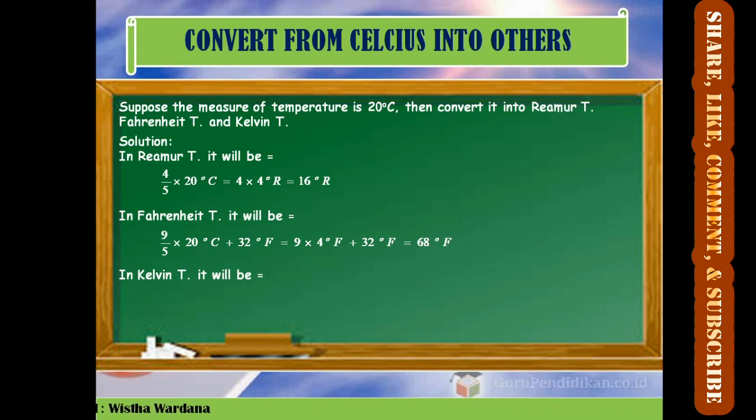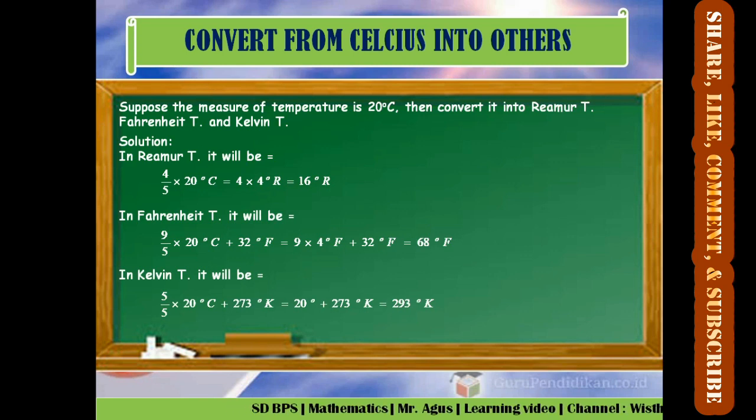And then the answer will be 9 per 5 times 20 degrees plus 32 degrees. And then you have 9 times 4 plus 32. This is about simplification again, and I know you can answer it. The answer is 68 degrees of Fahrenheit.